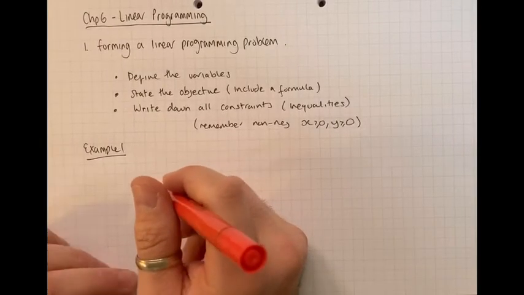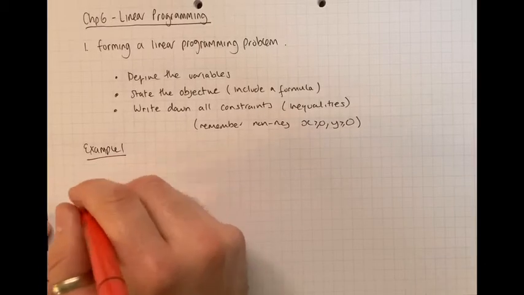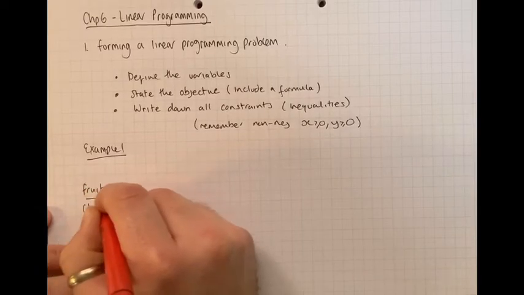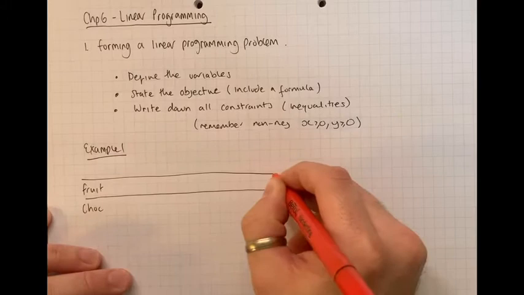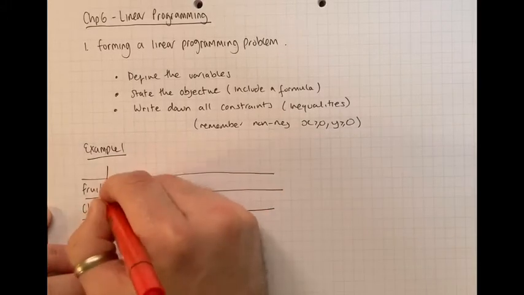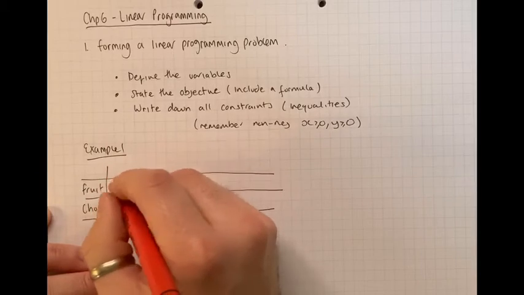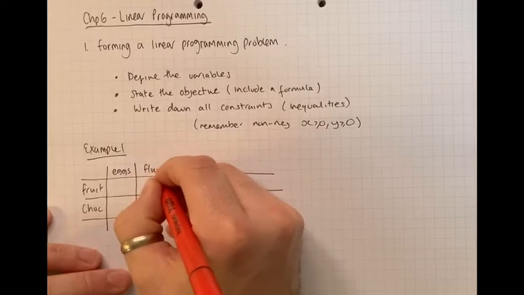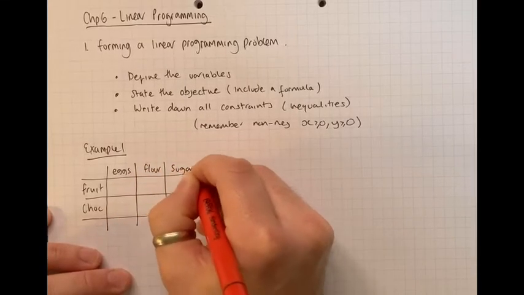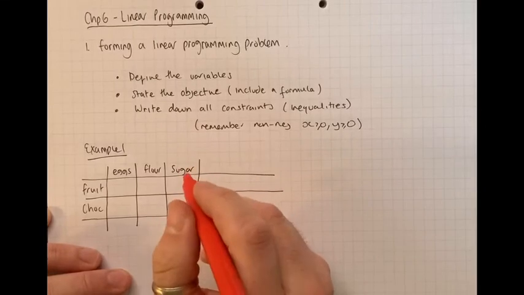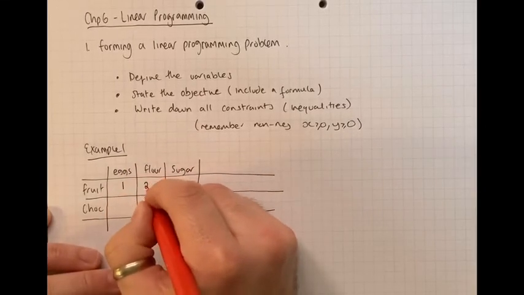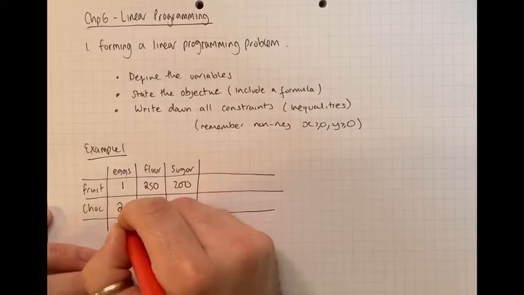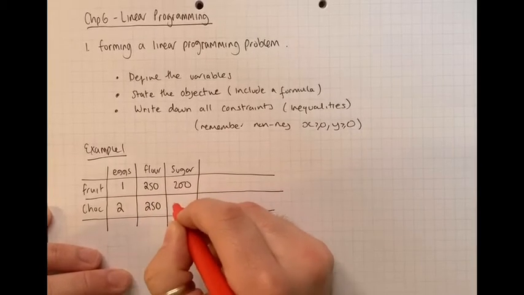Okay, so firstly, it's a lot of information. So we're going to take the information and put it into a table. So it says she's got 2 types of cake, so it's a fruit cake and a chocolate cake. And then it tells us about the ingredients. So part of the ingredients include eggs, flour, sugar. We'll fill that in. It says the fruit cake needs 1 egg, 250 grams of flour, 200 grams of sugar, and the chocolate one needs 2 eggs, 250 flour, 300 sugar.